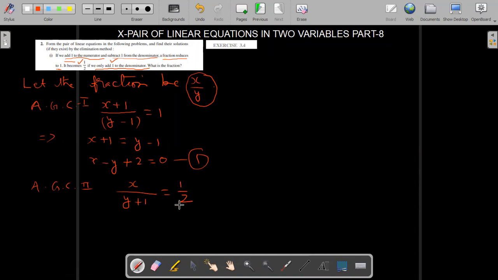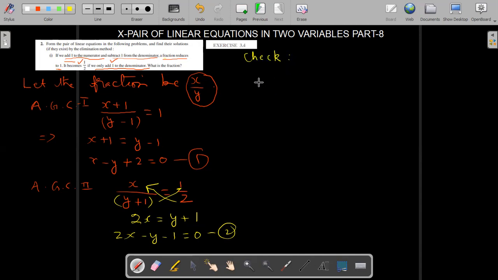And solve this. Cross multiply, 2 will multiply this side and y plus 1 will multiply with x. So this will become 2x is equal to y plus 1, or you can say 2x minus y minus 1 is equal to 0. Okay. Now check whether it has a solution or not. Sometimes they don't have the solution.